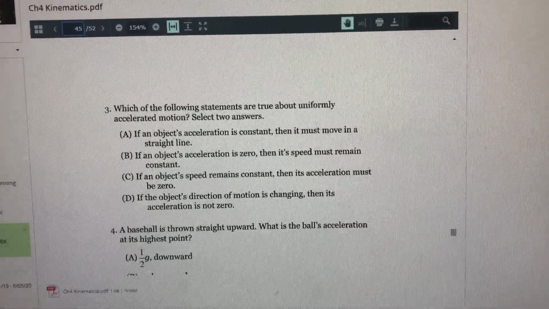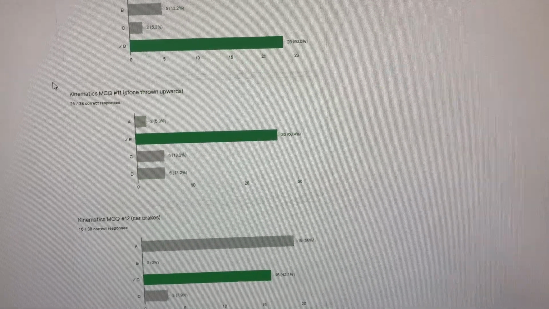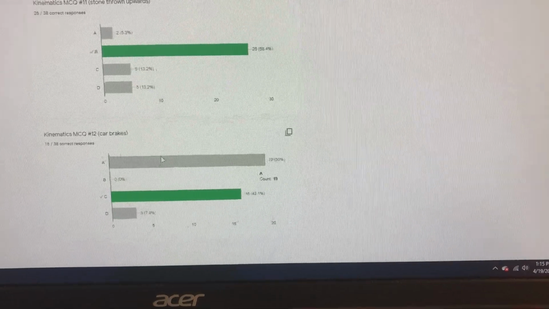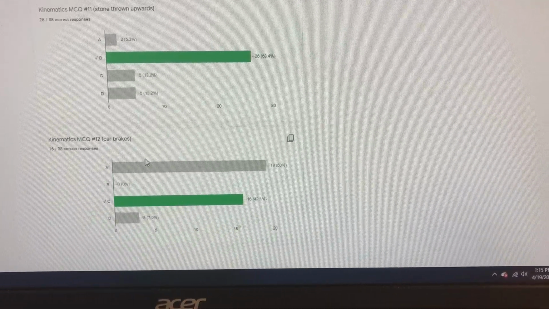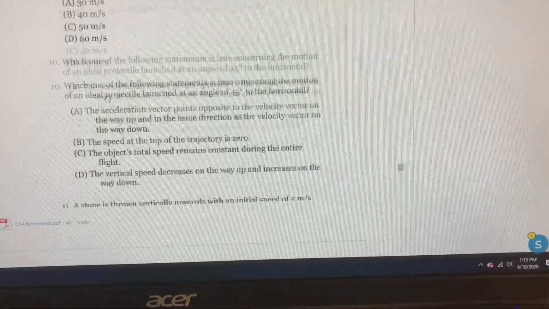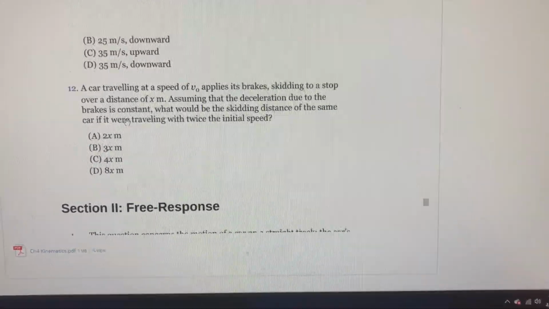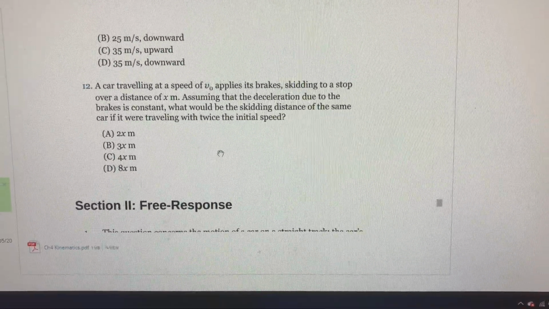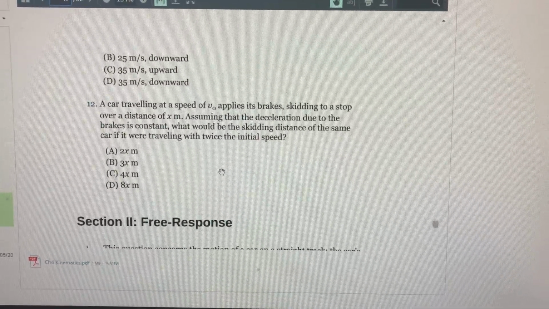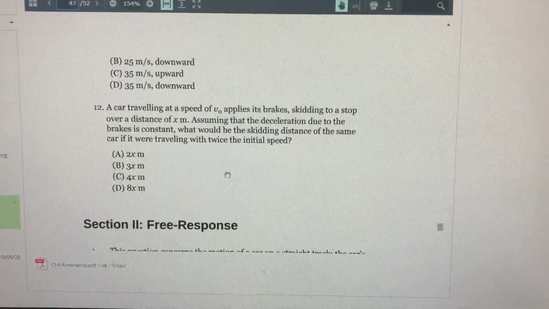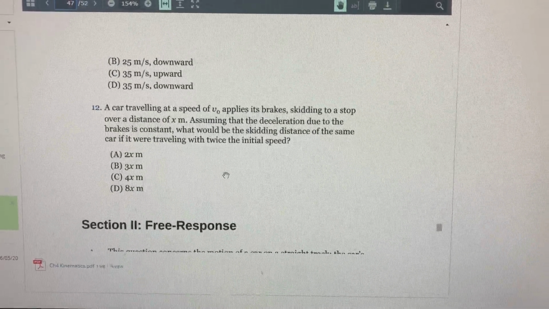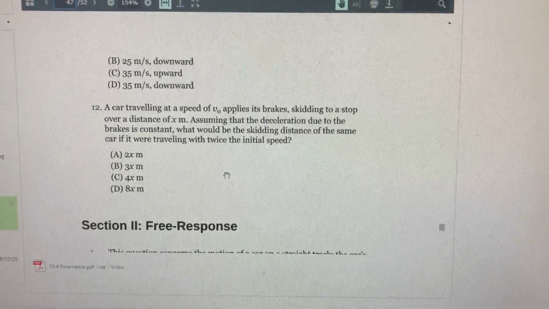Last but not least, number 12, all the way down here. Car brakes. Now, this one pretty clearly A was the problem that was tripping people up. So C was correct. A was the tricky one. A car traveling at an initial speed of v0 applies its brakes, skidding to a stop over a distance of x meters. Assuming the deceleration due to the brakes is constant, what would the skidding distance of the same car be if it were traveling with twice the initial speed?